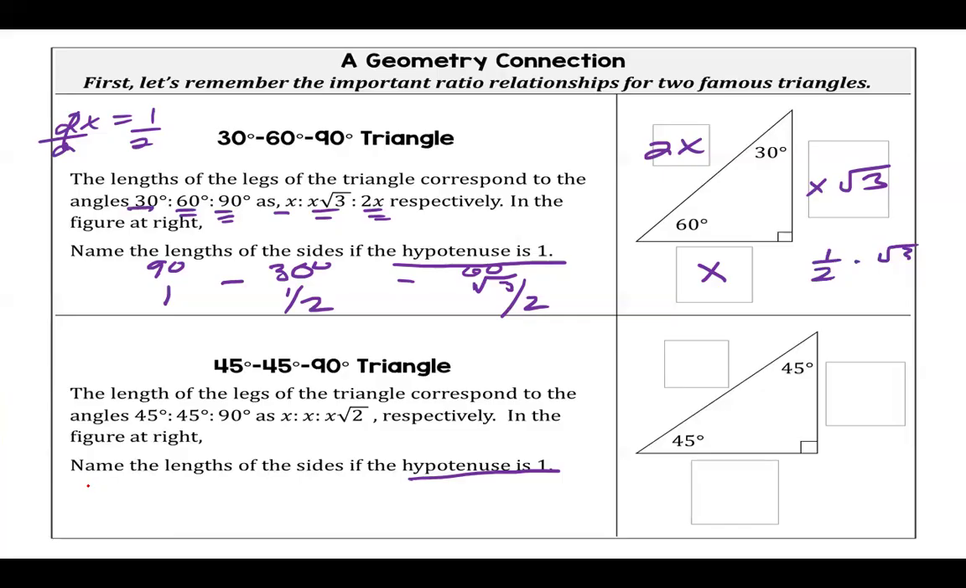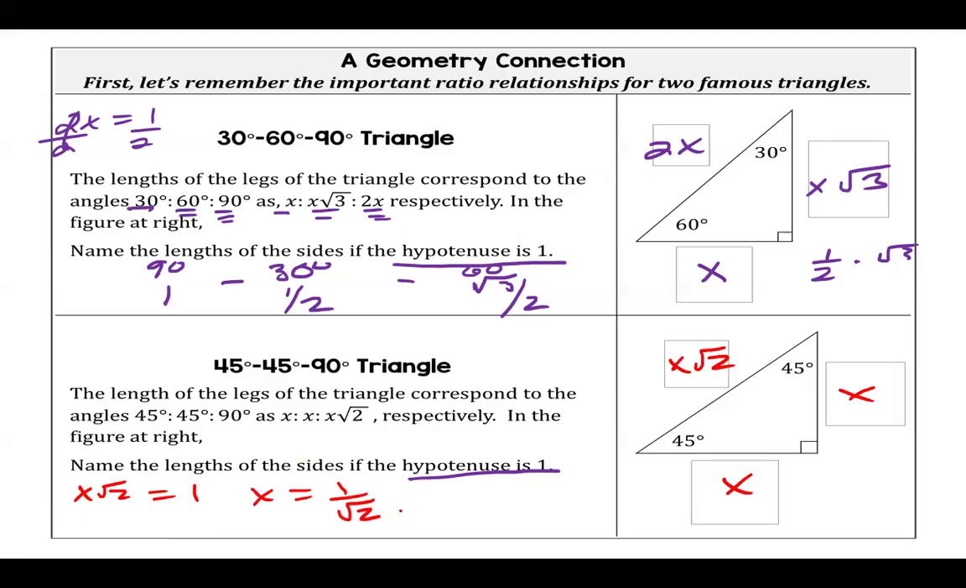All right, we're going to do the same thing now with our 45-45-90. So in geometry, you should have learned that the ratio between the sides of a 45-45-90 are x, x, and x square root of 2. In this case, it says we're going to let our hypotenuse equal 1. So I'm letting x square root of 2 equal 1. So therefore, what is x? x would equal 1 over the square root of 2.